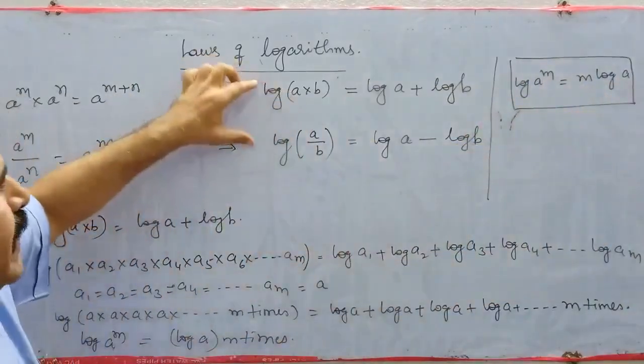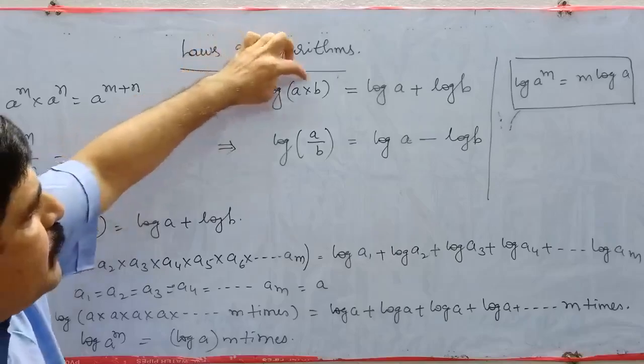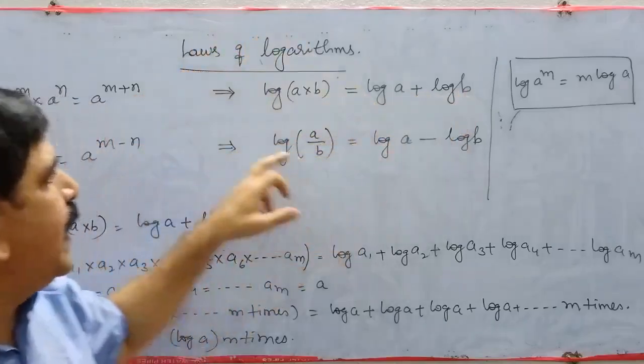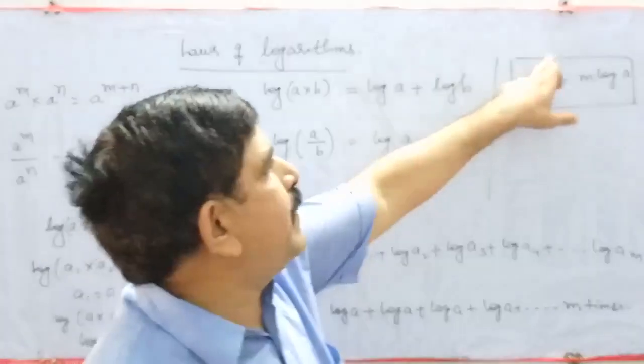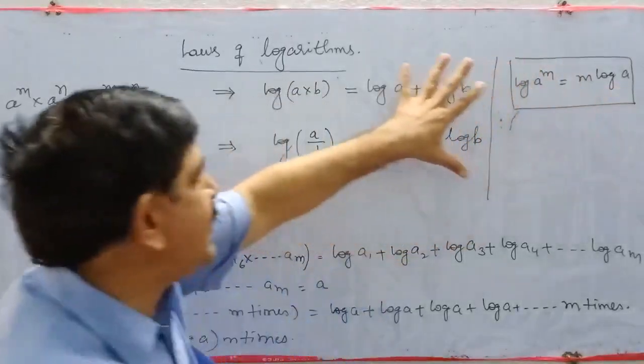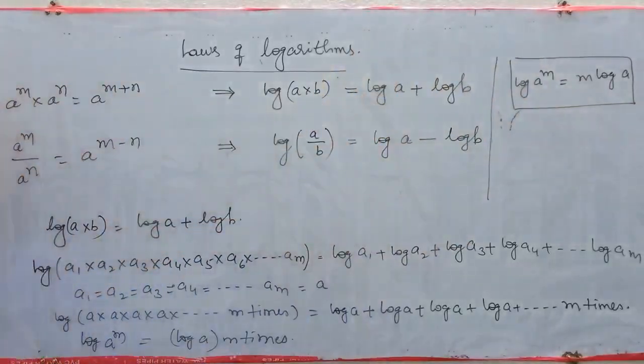Now see the three formulas here. Log a into b is equal to log a plus log b. Log a by b is equal to log a minus log b. And log a to the power of m is equal to m log a. So these come from the exponents. Okay.